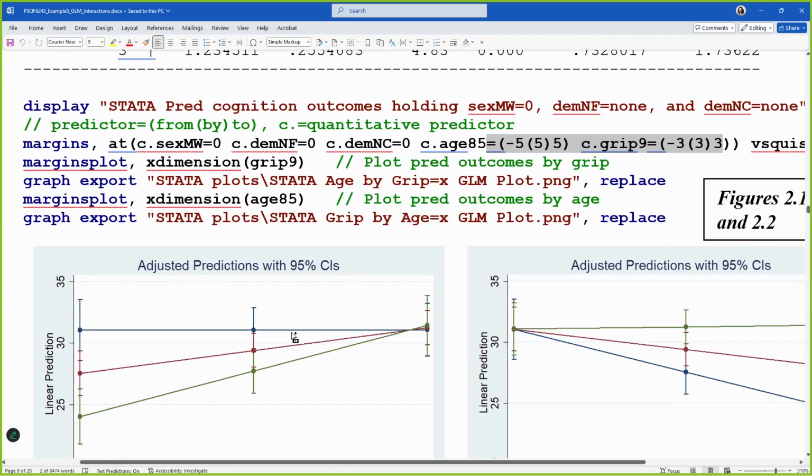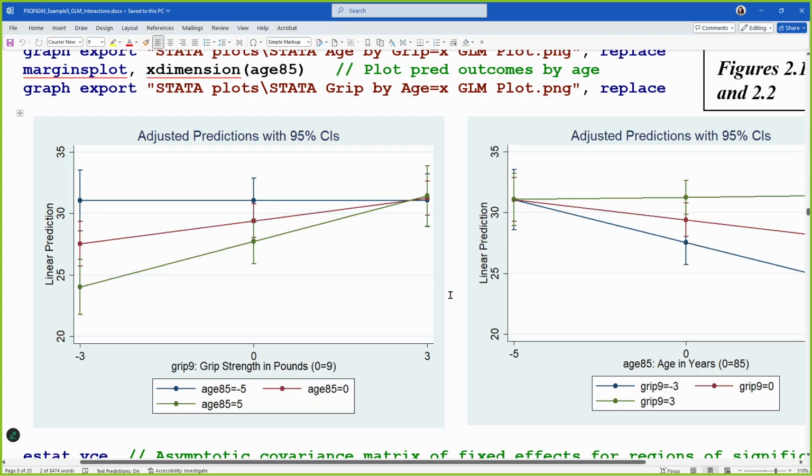Now let's talk briefly about why these plots suck. Well, first, what's my y-axis? Linear prediction.